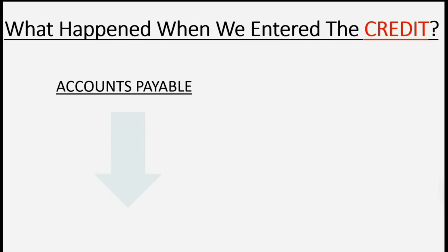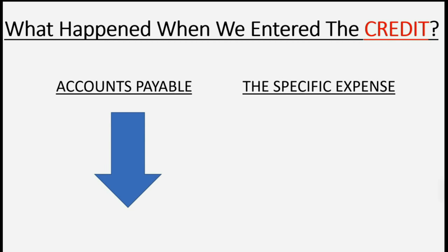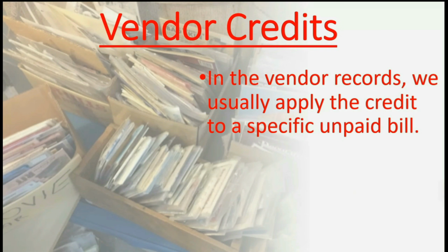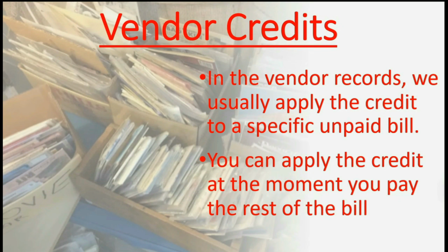Accounts payable will go down by the amount of the credit because the vendor is telling you that you owe less. And of course, the specific expense that was on the original bill will also decrease because you incurred less of that expense if you are paying less because you just got a credit. So, in the vendor records, we usually apply the credit to a specific bill, and you can apply the credit at the moment that you pay the rest of the bill. That's the normal way to apply the credit.